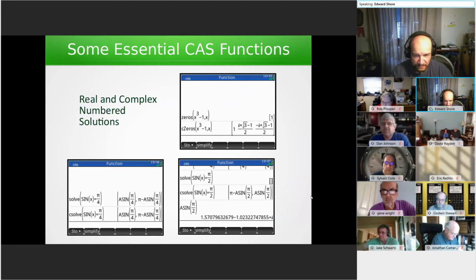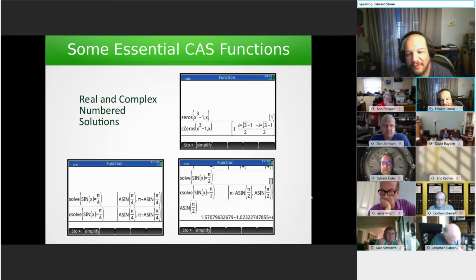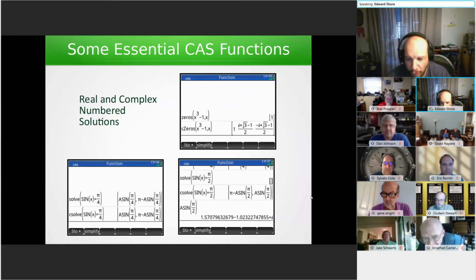So if I have solve of sine of x equals pi over 2, well, you're not going to have any real solutions, so it's going to return blank. But if I say cSolve of sine of x equals pi over 2, then I get two principal solutions: arcsine of pi over 2 and pi minus arcsine of pi over 2. And as you know, arcsine of pi over 2 gives you the complex number pi over 2 minus about 1.02i.